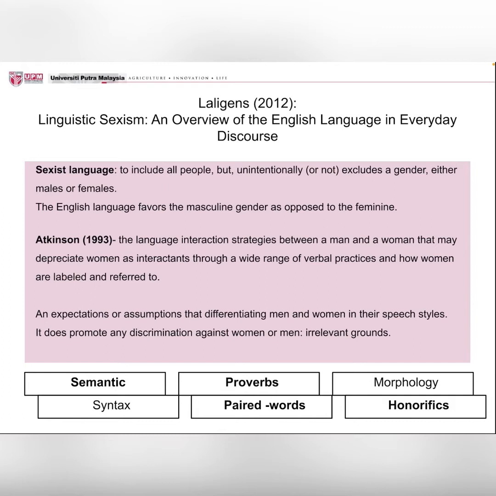According to Atkinson, linguistic sexism is the language interaction strategies between a man and a woman that may depreciate women as interactants through a wide range of verbal practices and how women are actually labeled and referred to. In other words, linguistic sexism is the expectations or assumptions that distinguish men and women in terms of their speech styles.